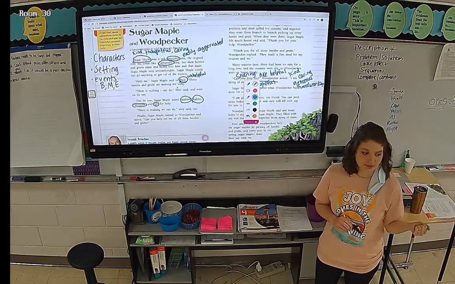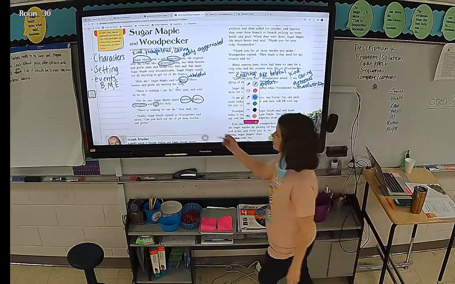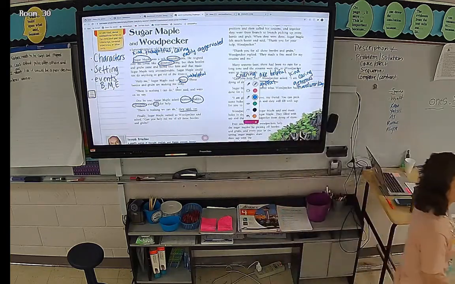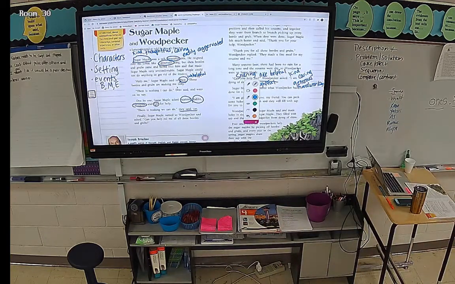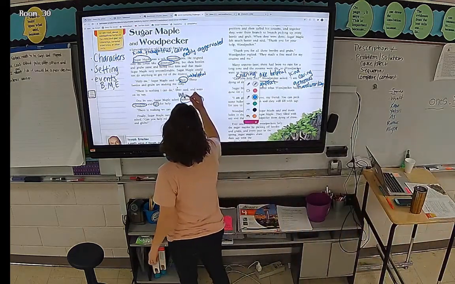Stella, he asked them for what? Help. The next sentence says, there is nothing we can do, they said too. So he's asking them for help, and they what? They all say there's nothing we can do. So how would you describe all 4 of them? What is their character trait? Landon? Unhelpful. All of them are also unhelpful.